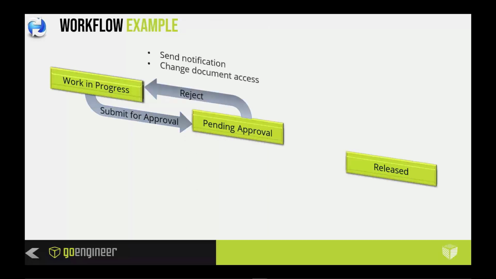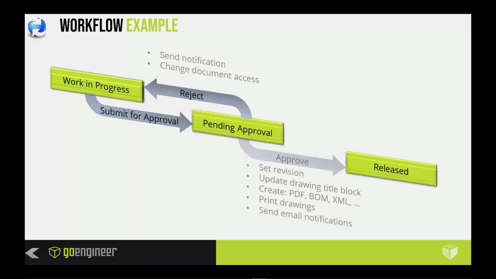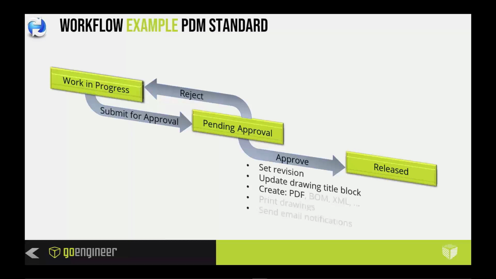Say someone rejects it, well, it might send a notification to the user, change document access. And if a document is approved, we'll have PDM automatically set the revision on that approved version. Your drawing title block might update. And PDM Standard can create the PDF file. As far as creating other information and automatically exporting DXF files, bill of materials, XML data, that's a PDM Professional function. Same with printing and email notifications.